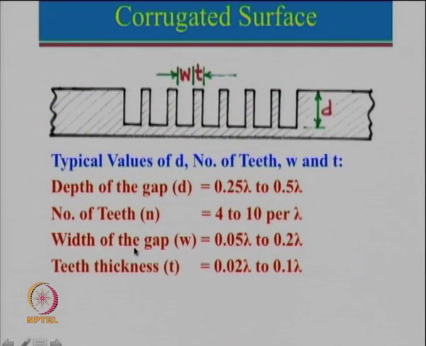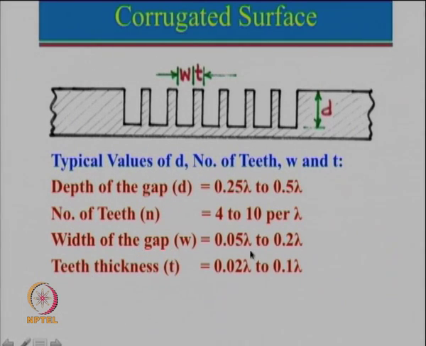Now similarly, if we think about a design at 3 gigahertz, the wavelength is 10 centimeter. So if you take n equal to 10, then at every 1 centimeter you need to put 1 tooth. Then comes the next part: what should be the width of the gap and the teeth thickness.